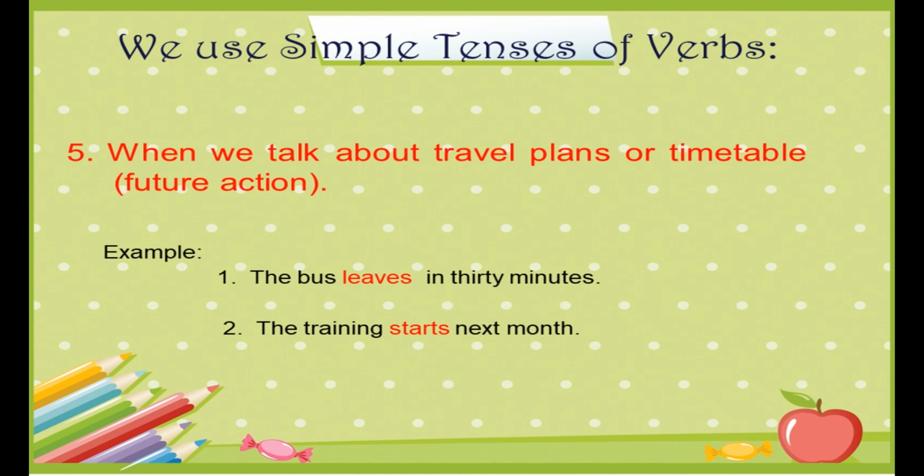Rule number 5. When we talk about travel plans, timetables, or future action. Example: the bus leaves in 30 minutes and the training starts next month.